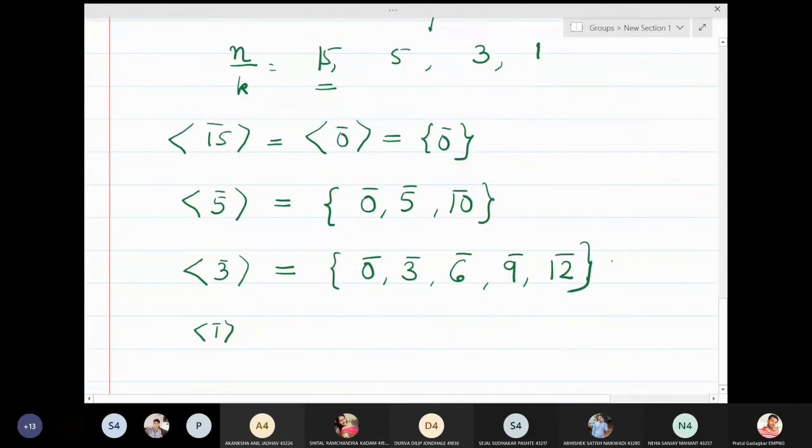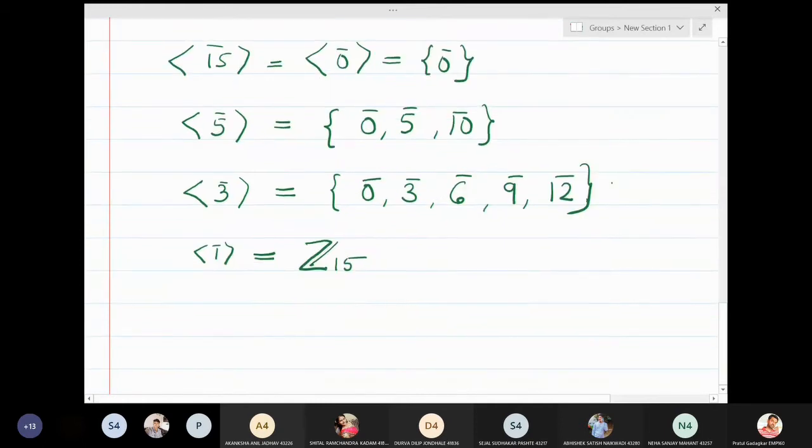What is the subgroup generated by 1 bar? 1 bar is a generator, so that will give me again Z15. So we got 4 subgroups of Z15. And now what is the Hasse diagram for this, or what is the subgroup diagram for this? The diagram will come to be what?